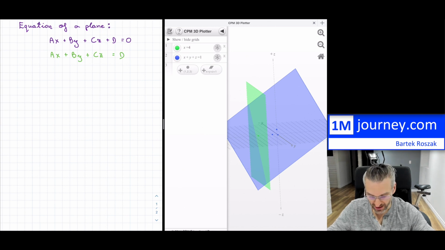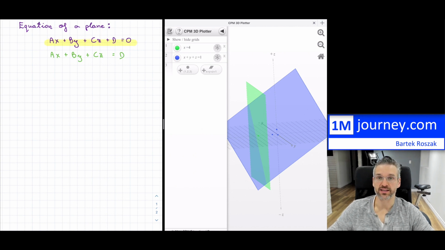So you can have it either in the form ax plus by plus cz plus d is equal to 0, or sometimes the d is going to appear on the right hand side. That's what you see on the left hand side right below there, in green.